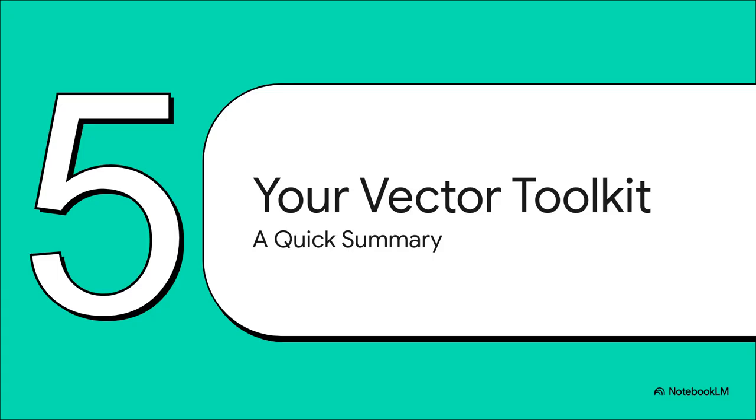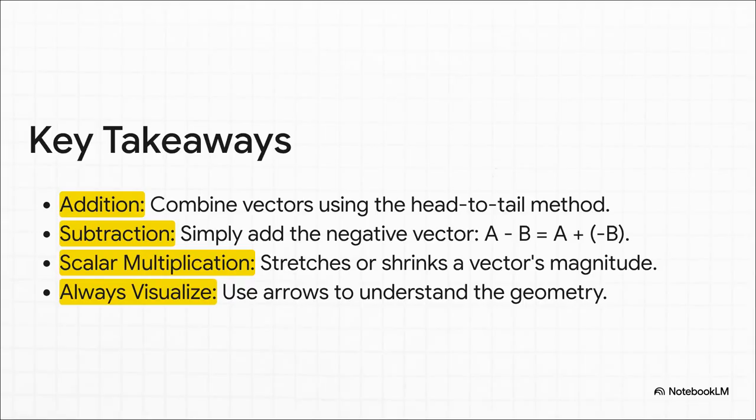Those are the 3 fundamental operations that are the building blocks for so much. Let's do a quick recap of the main ideas, just to make sure they stick. So just remember, for addition, think head to tail. For subtraction, don't even think subtraction, just add the opposite. For scalar multiplication, you're just resizing. And maybe the biggest takeaway of all, always try to picture the arrows. Understanding the geometry behind the numbers is what really gives vectors their power.